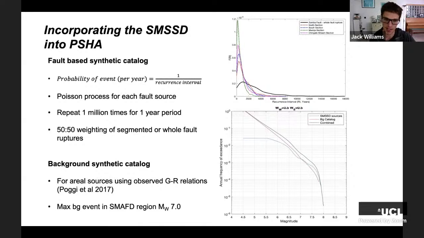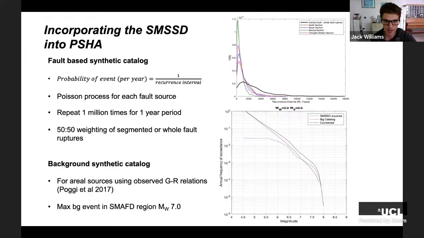We've also generated a comparable background catalog using the areal source zones that have previously been defined for the East African Rift, which is also 1 million years long. The correction we've made from what's been done before is that we're not allowing any earthquake greater than magnitude 7 in southern Malawi, in the area where we've been mapping these faults. And you can see on the bottom plot the magnitude frequency diagram of these catalogs.